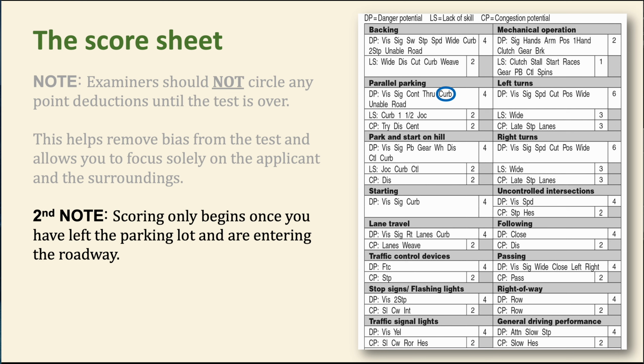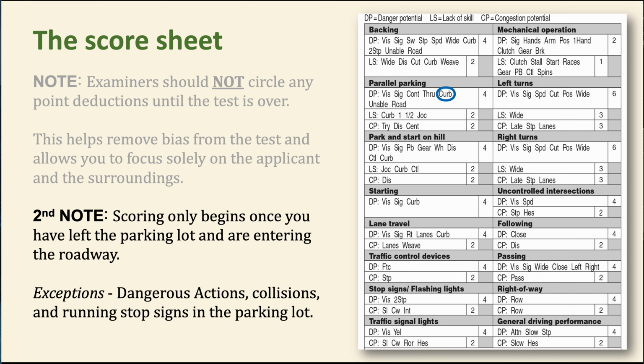Here's the other thing to remember, and I heard this from the first auditor who told me this way back in 2012, or the beginning of 2013 when they first started allowing schools to do this. Scoring only begins once you've left the parking lot or entering the roadway. The only thing you'll score before that is attention if they blow through a stop sign in the parking lot or if you have to stop them for dangerous action, okay? And collisions, right? The only exception to that. You don't score in the parking lot except for those things.